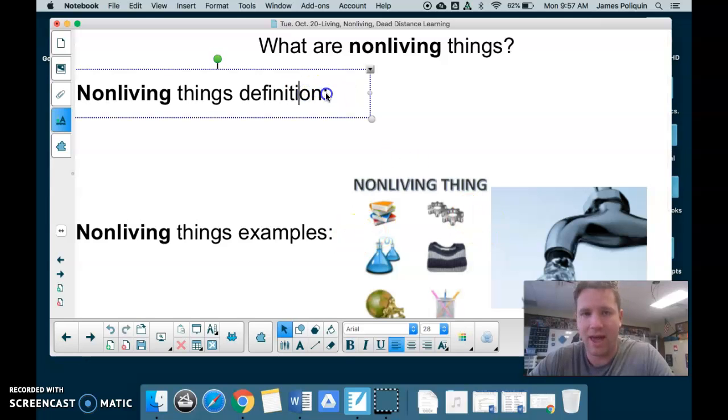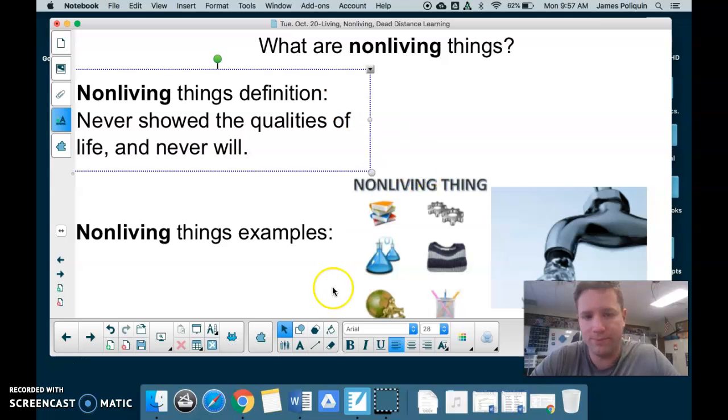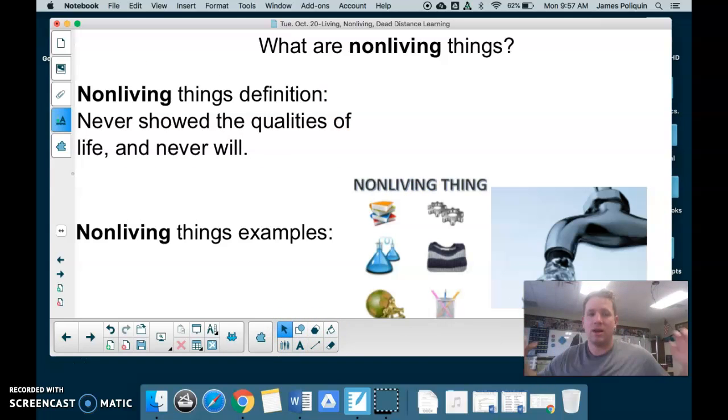Non-living things. Okay, non-living things are somewhat similar to dead things because they don't show the qualities of life. However, non-living things never showed the qualities of life and never will. They never had the qualities of life, and never will. Examples like books, okay? Even though a book is made of paper and paper is made from wood, the book itself will never die. It never used to live, it never died, it never had all the qualities of life as a book.